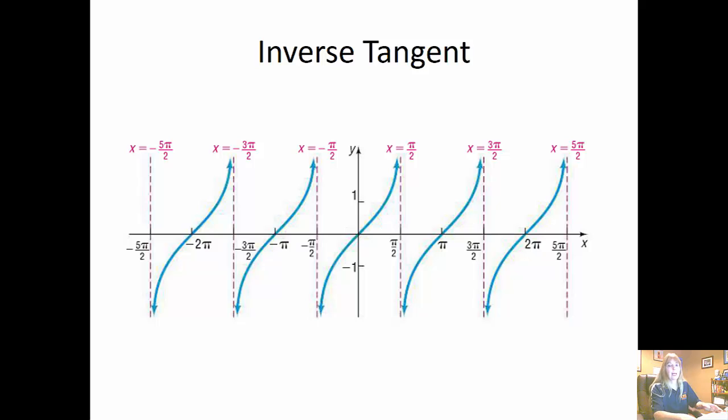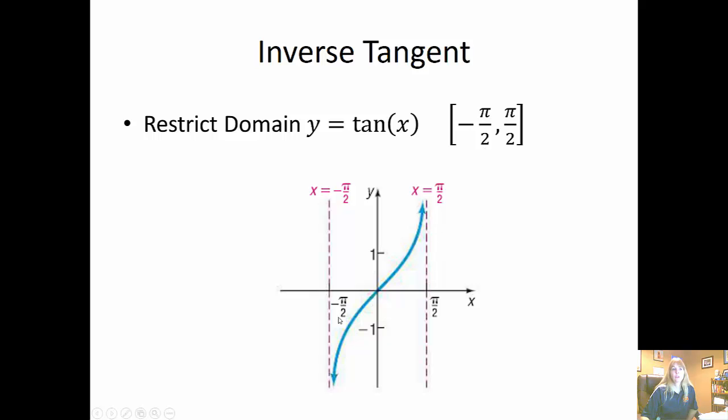Alright, we've done sine and cosine inverse functions, so let's do inverse tangent. If you remember, this is what the tangent function looked like. So this one's pretty easy to restrict. We just take one of these branches, right? And so that's what we end up doing. We restrict between negative pi over 2 and pi over 2.